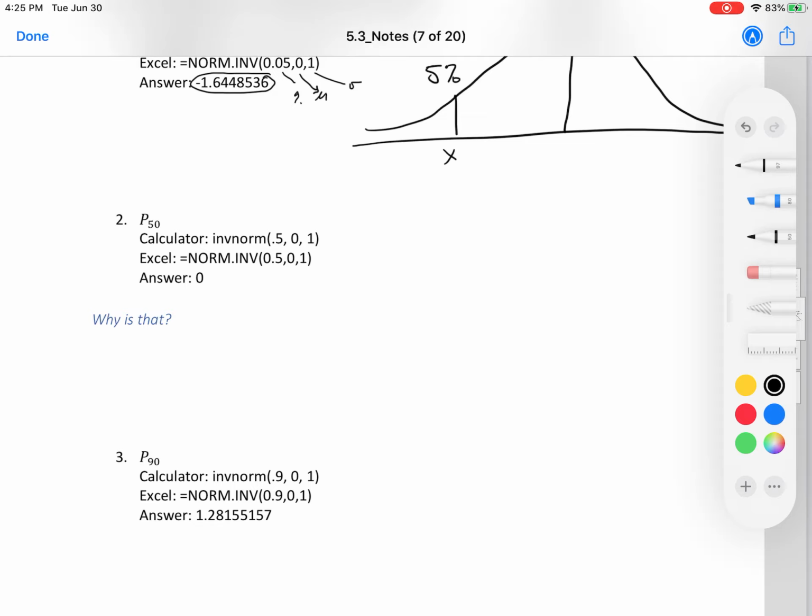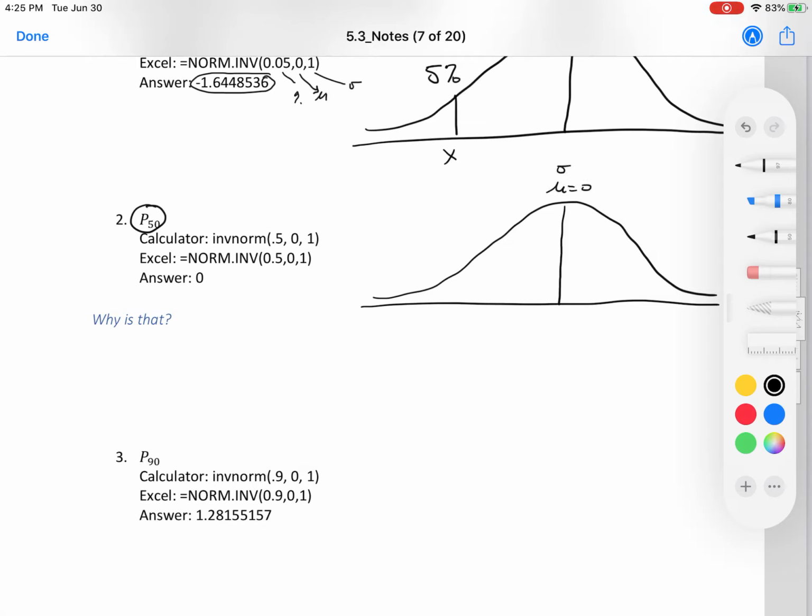Find the probability of 50%. P50, the 50th percentile. I don't think you have to use a calculator if you think about it enough. We have a mean of 0 and a standard deviation of 1. You want to find the probability of 50%, which is half of it. So working with z-scores, that's z = 0, right?